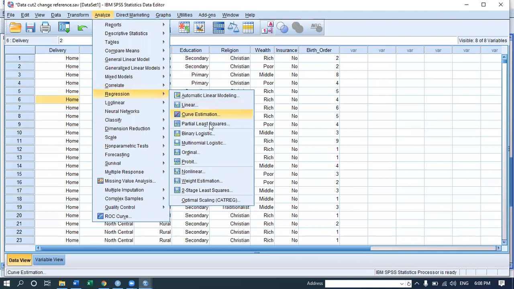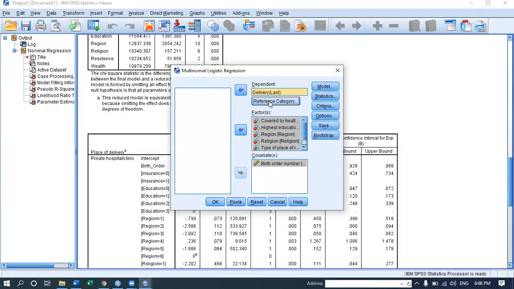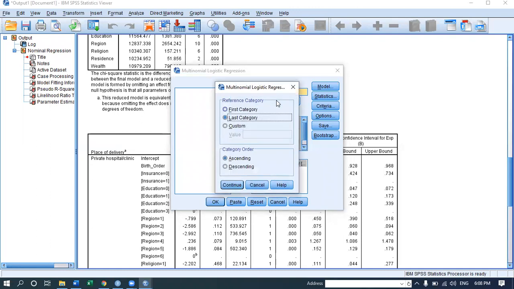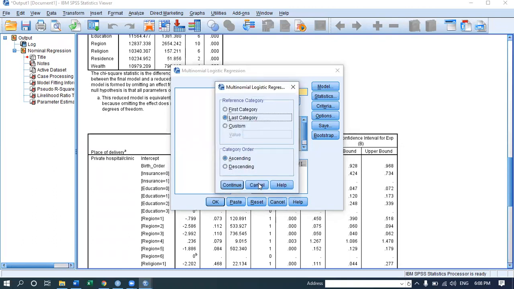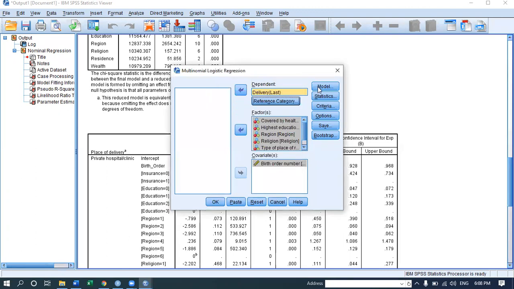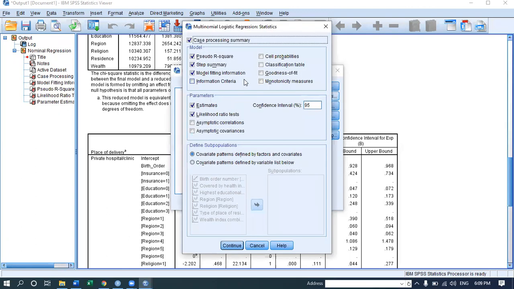Analyze, regression, multinomial regression. So for reference, we are going to choose 0. That means when we are coding it, we use 0. Then we'll change it to first. So now we are going to use last. You also set the category order. We're talking about ascending order, which means we are going 0, 1, 2. That means last. But if you go for the descending order, we go to first. Very simple. Then we'll go to statistics.